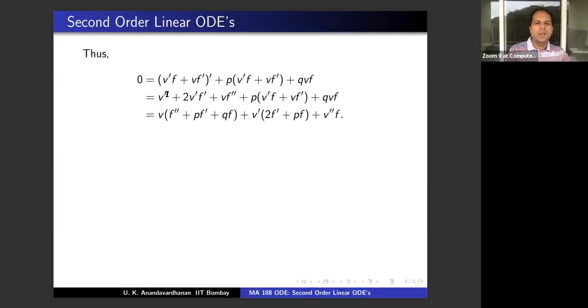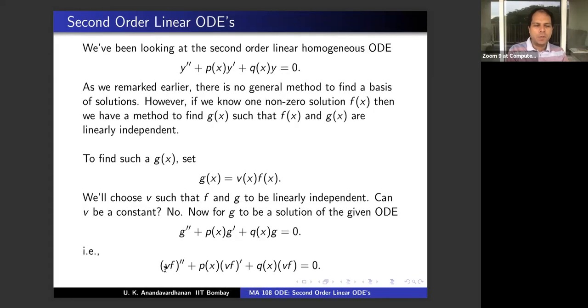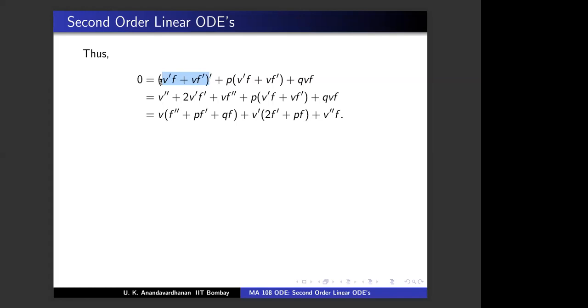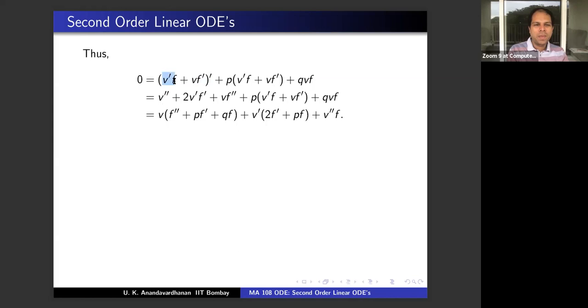So I have put this all together here. What I am doing is (vf) double prime, so that is ((vf) prime) prime. What is (vf) prime? vf prime plus v prime f. So vf prime plus v prime f prime, plus p times (vf prime plus v prime f), plus q v f. Anyway, you know how to do this. So this is v double prime f plus v prime f prime plus v prime f prime. So I have written 2v prime f prime plus v f double prime. So this much plus this plus this.